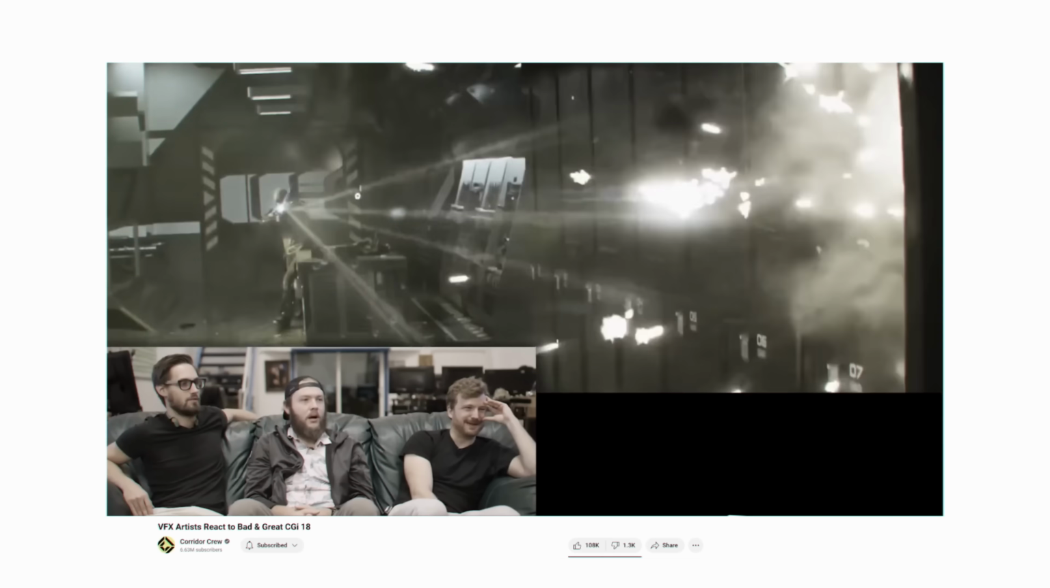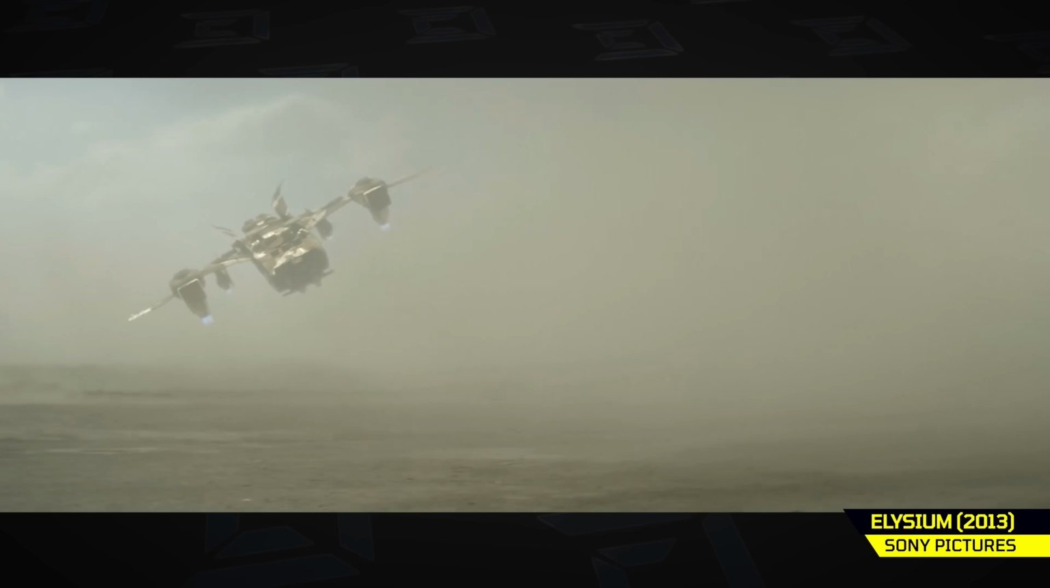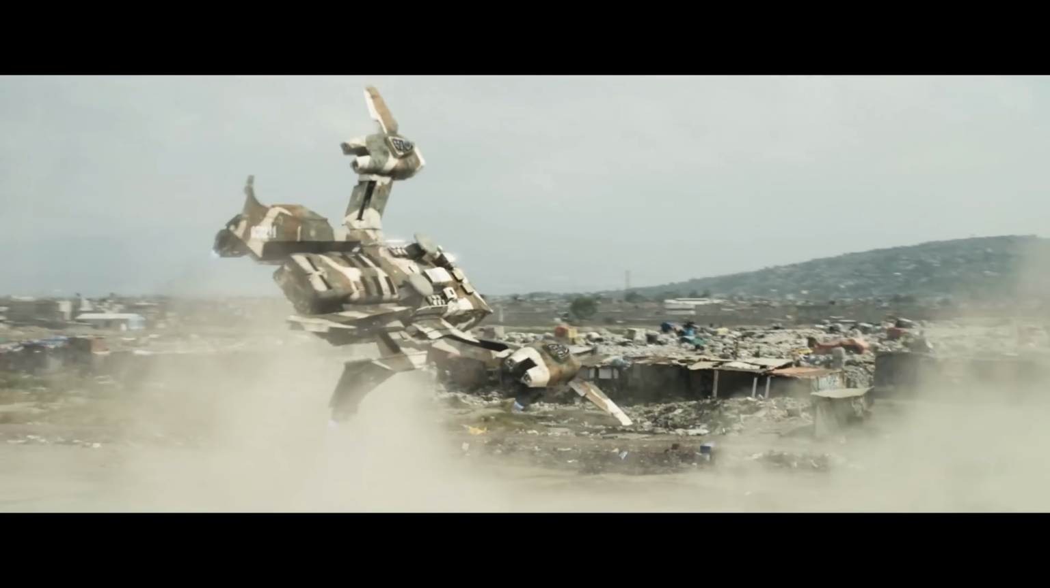Wait, hold on. Have we never looked at this movie on this show? We have looked at Elysium before, but you guys didn't actually look at one of the coolest things of this movie, which is the Raven. The Raven is this really sick, like, military, futuristic, VTOL chopper type thing. Is there anything that stands out to you so far?